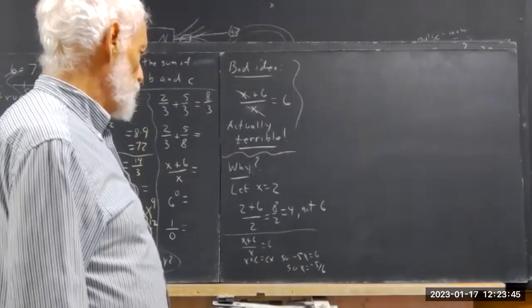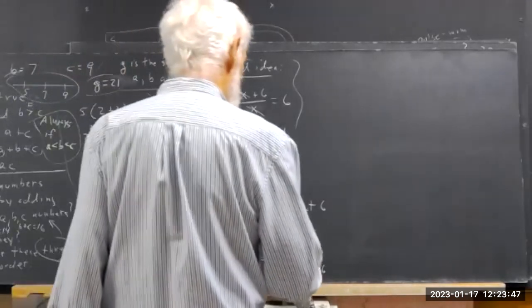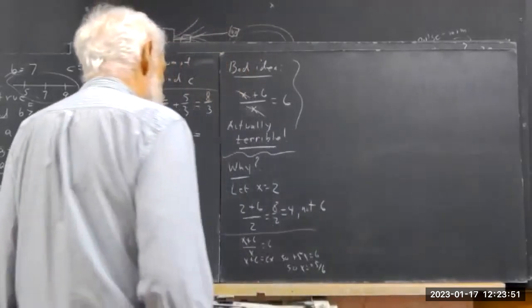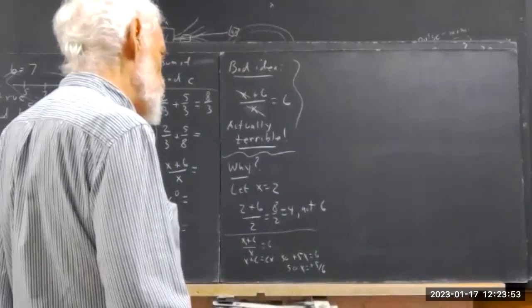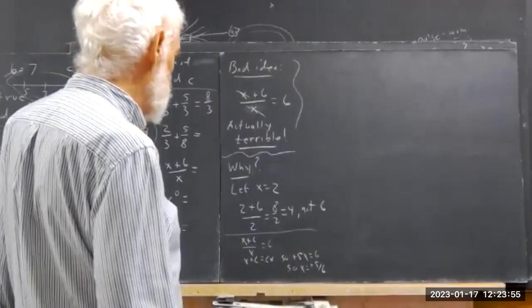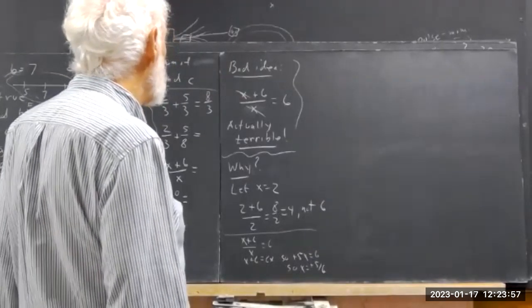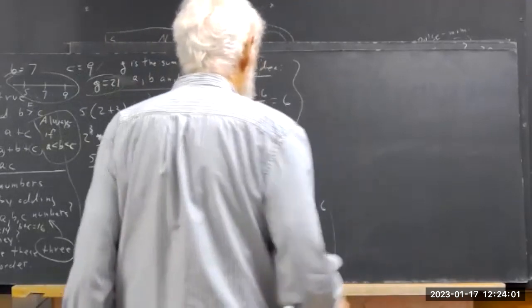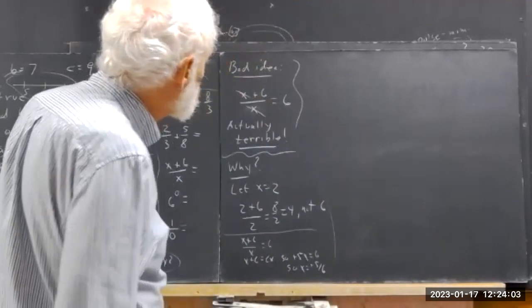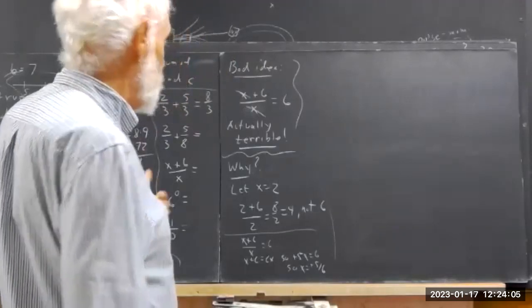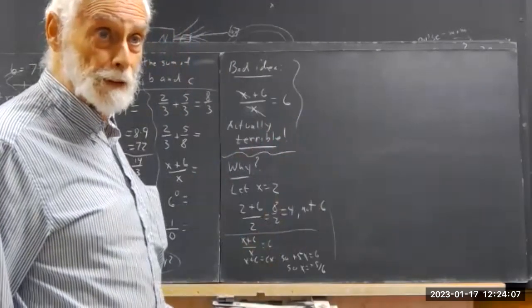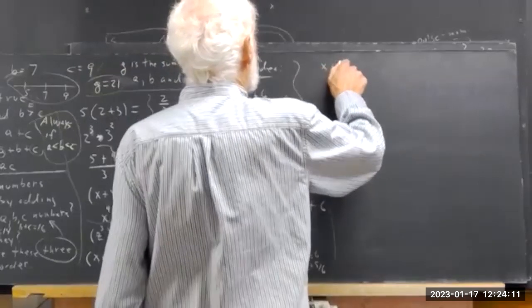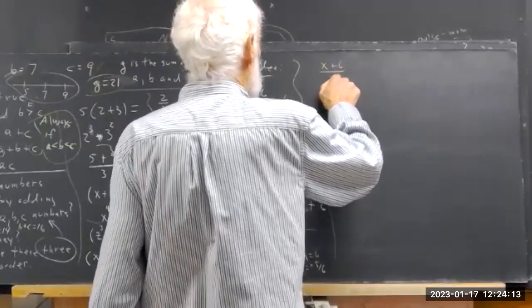well, that doesn't look right. Oh, it's not -5/6. It's 5/6 then. Oh yeah, that's what it is, 5/6. Okay, so what is x plus 6 over x?